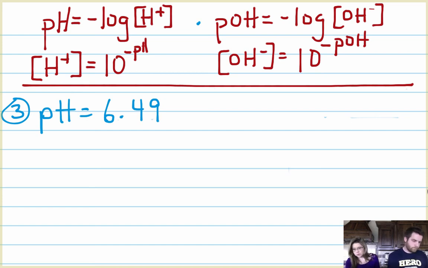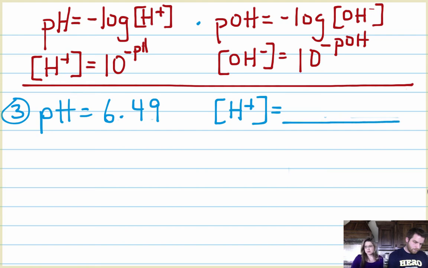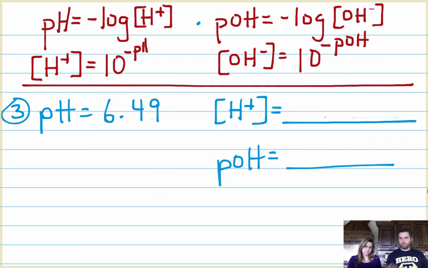And we're looking for the hydrogen ion concentration. So I want to know the concentration of hydrogen ions and the pOH. Well, pOH I can do first because that's pretty easy, right? I just subtract 6.49 from 14. So 7.51. Okay, that's easy.